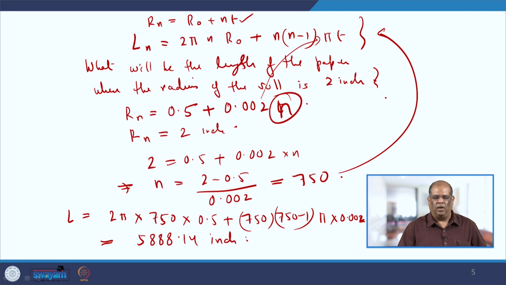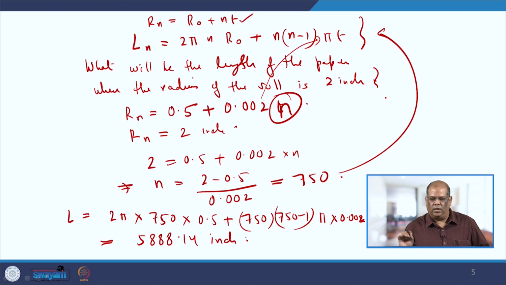So we took the paper towel problem where we have the radius of the wrap of the paper and the length in terms of the variables. If you want to find a relation between the length and the radius, this is how it is done. And you can answer the question of what is the length if the radius is either 2 inch or 2.5 inch or 1.5 inch.